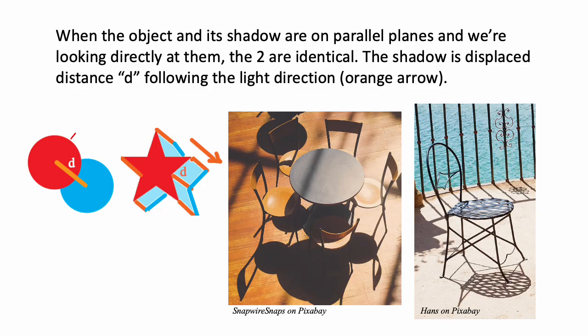When an object and its shadow are on parallel planes, the two are identical, and the shadow is displaced following the light direction, so all we need to know is distance d between them. This table casts an identical circle on the ground. We can find it by drawing light rays through its center and its sides.